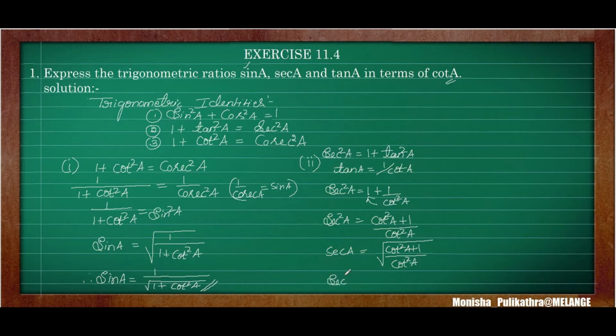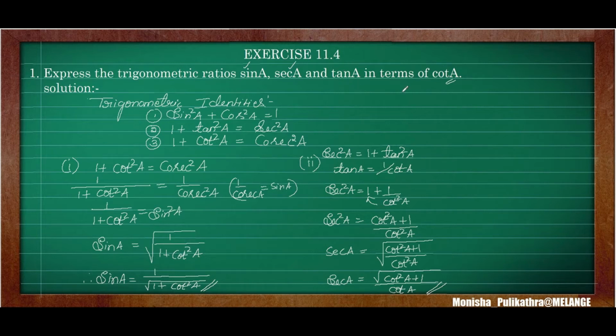So next, secant A is equal to square root of cot square A plus 1 whole divided by, when I take cot square A outside of the square root, it will become cot A. Fine. So this is the formula derivation for the second one, secant A.